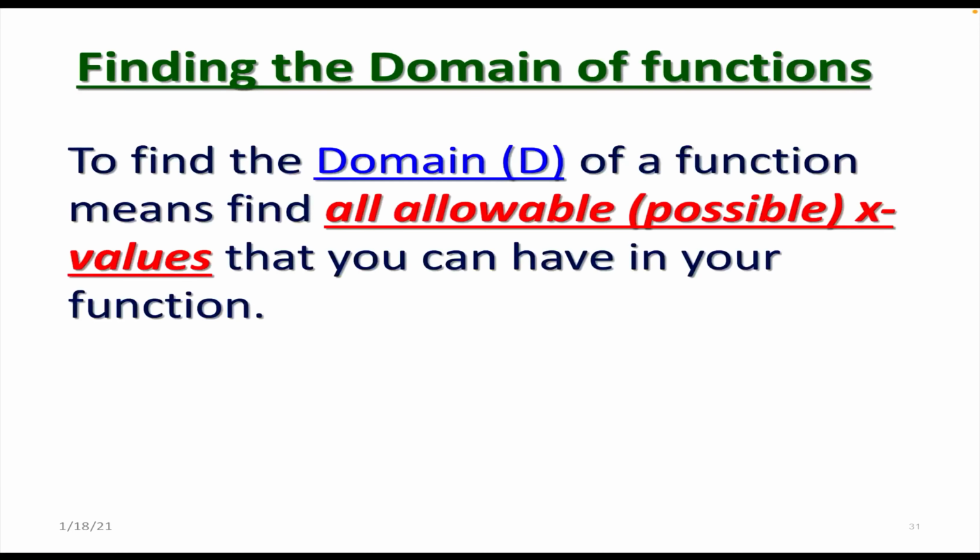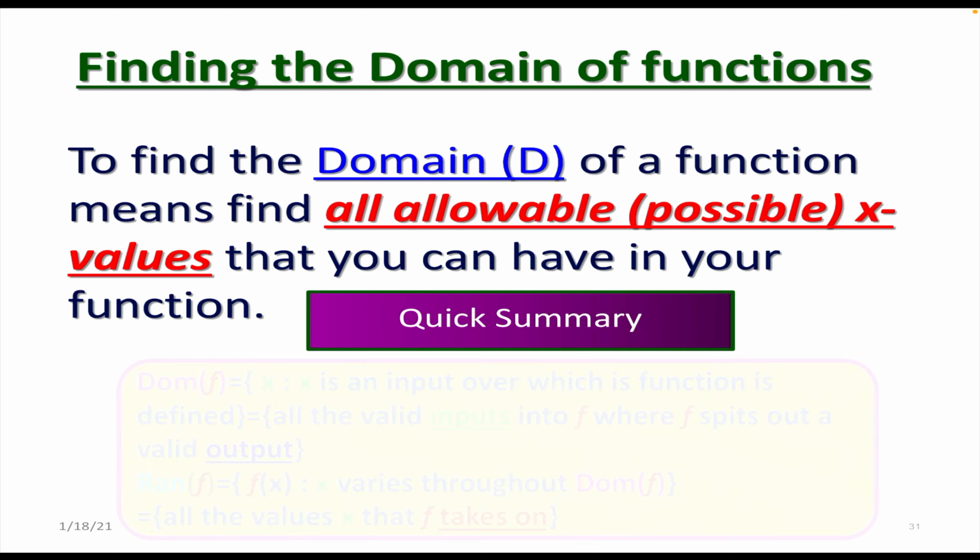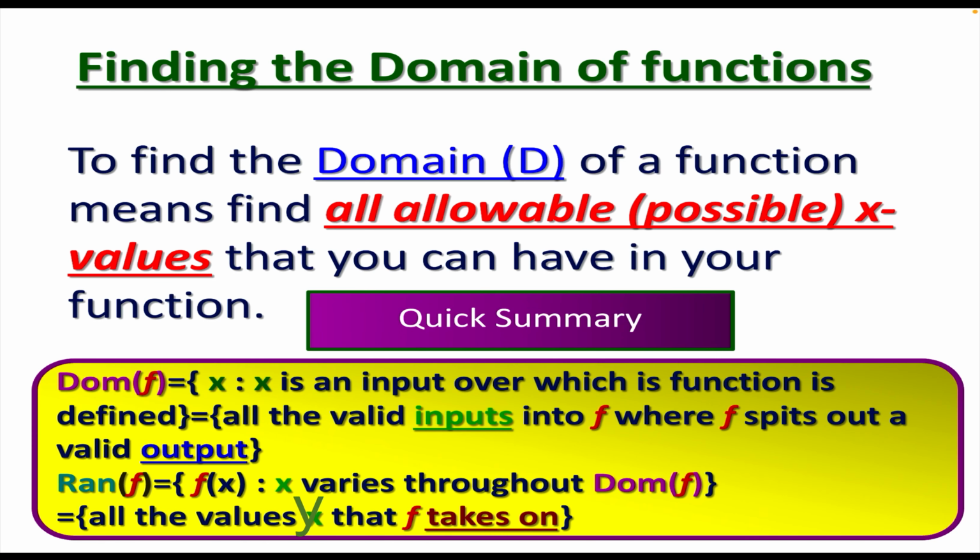Now, let's focus on finding the domain of functions. To find the domain of a function, that basically means to find all allowable possible x values that you can have in your function. As a quick summary, the domain of a function is all your inputs, all x's over which the function is defined, or all the valid inputs into f, where f spits out a valid output.